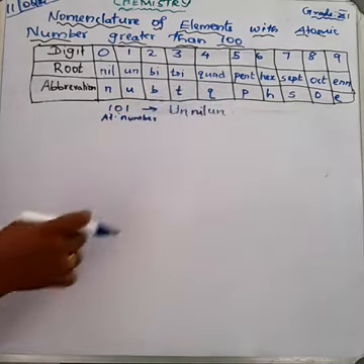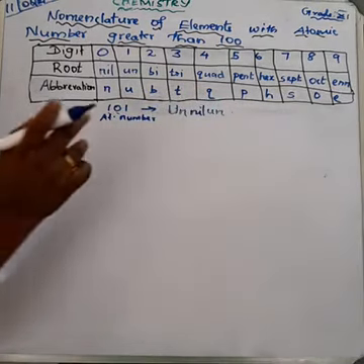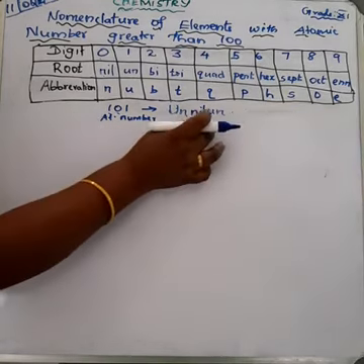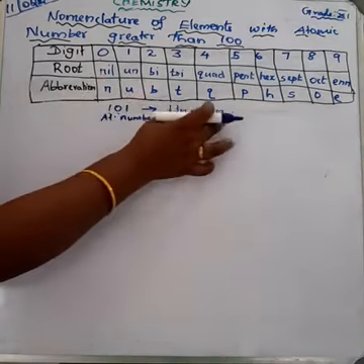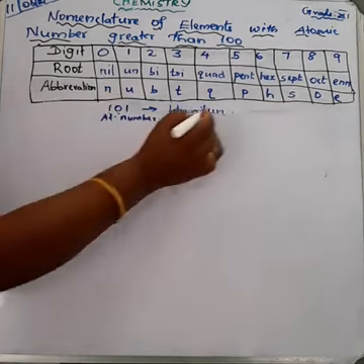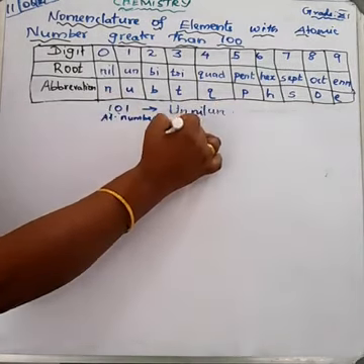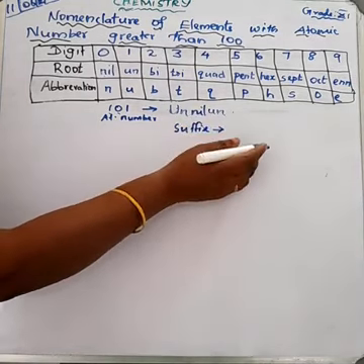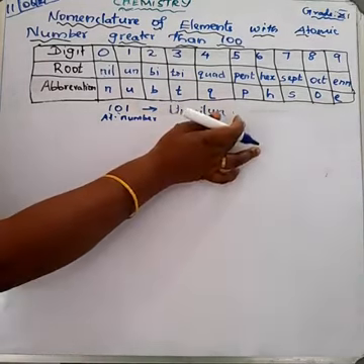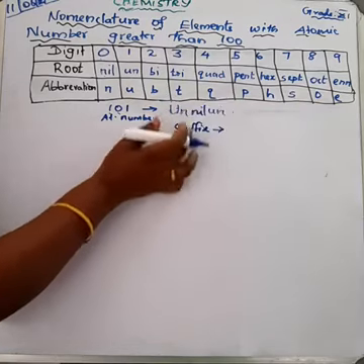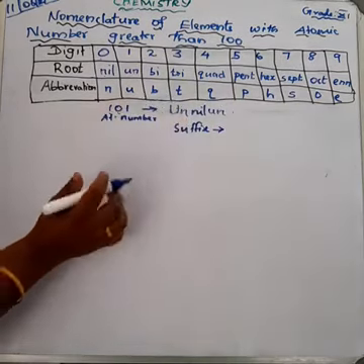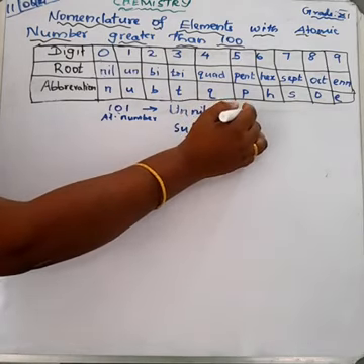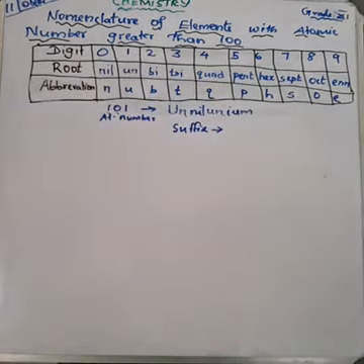Understood? Then the numerical roots we have written here are put together and IUM is added as suffix. All of you know about suffix and prefix. After the word we write the suffix, before the word we write the prefix. Here, what is the suffix? IUM is added as suffix.